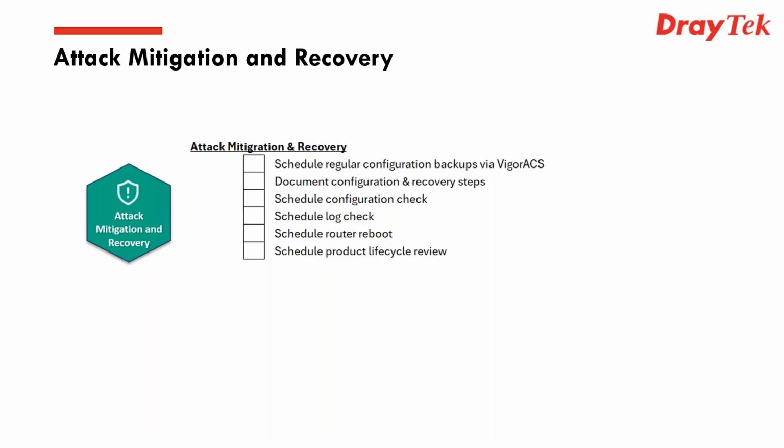Occasionally people do log into a router and set up something just as a little test. If they forget to remove it, then a regular configuration check is an additional way of picking up on that and spotting it so that it can then be corrected. Schedule checking of logs to make sure there's no suspicious activity. This also can be done via Vigor ACS, but it can be done through examining the syslog.